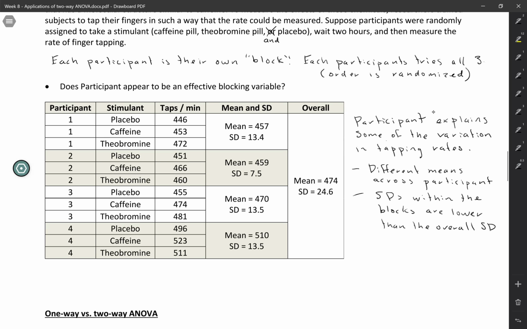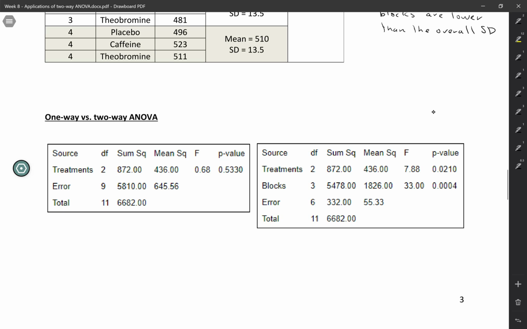But we can't just do a difference like we've done earlier, because we have 3 different treatments that we're considering: placebo, caffeine, and theobromine, and we want to compare all 3, so we can't just subtract them. So what we're going to do is we're going to take blocks into account as part of a two-way ANOVA. So we're going to do a two-way ANOVA that includes both treatment, the 3 different types of stimulant, and the blocks, the participants. So the table on the left is a one-way ANOVA.